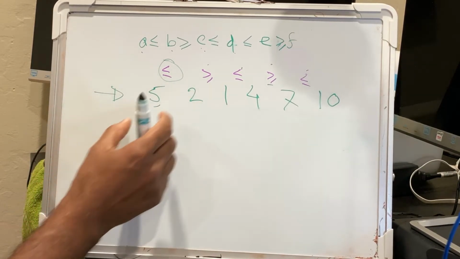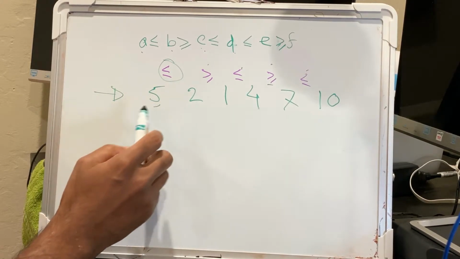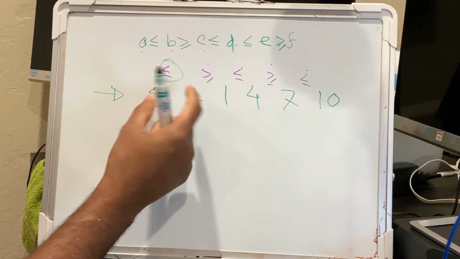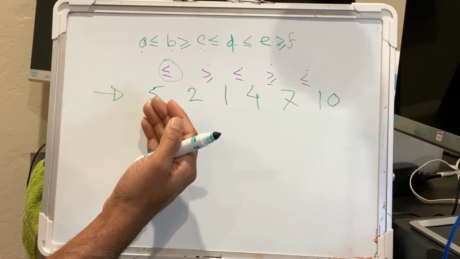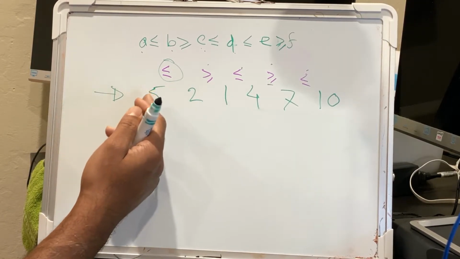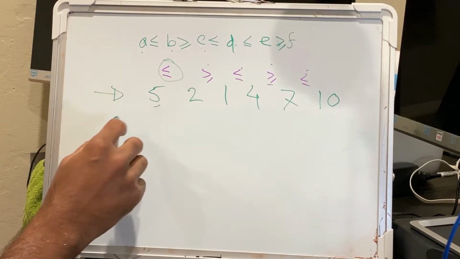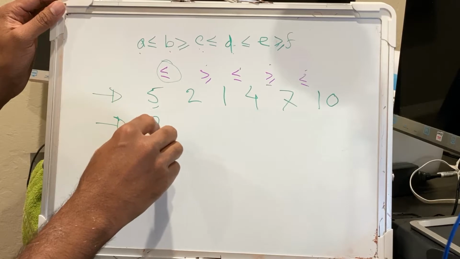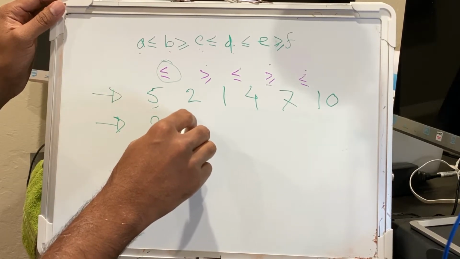First of all, we'll compare the first two values, 5 and 2. And the condition is 5 has to be less than or equal to 2. Does it satisfy the conditions? No, it doesn't, because 5 is definitely greater than 2. So in that case, we'll just swap 5 and 2. So 2 will come here and 5 will come here.